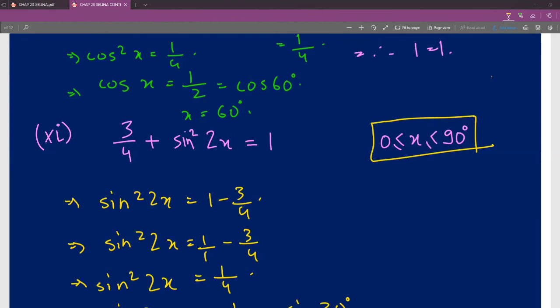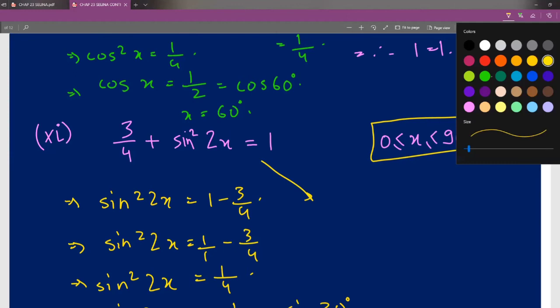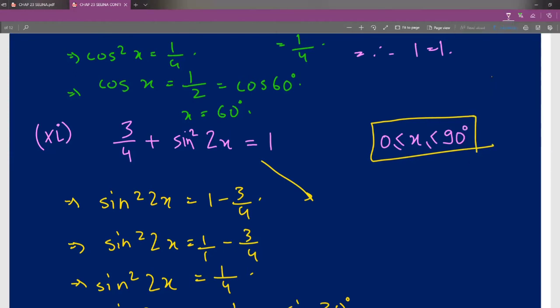Now another way of looking at this is 3 upon 4 plus sine square 2x is equal to 1. So what I'll do is I'll check whether the answer is correct. So I'll take white. Okay. So 3 upon 4 plus sine square 2x. Now over here x is equal to 15 degrees. So therefore 2x is equal to 30 degree. Sine square 30 degree.